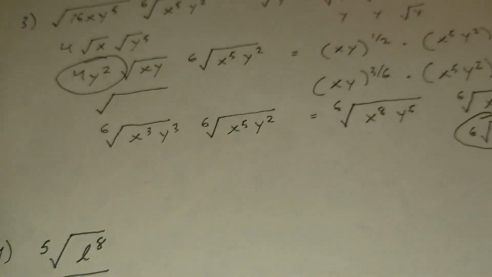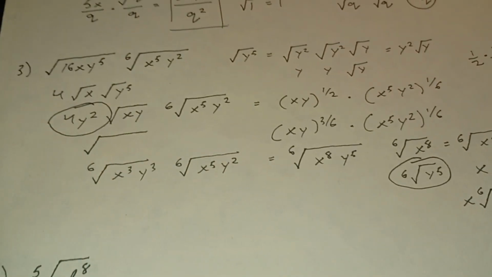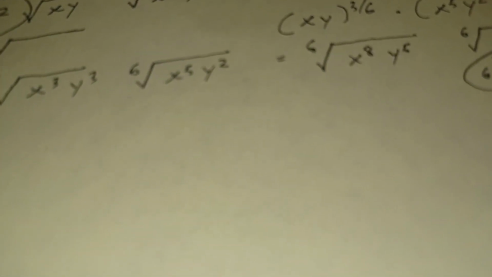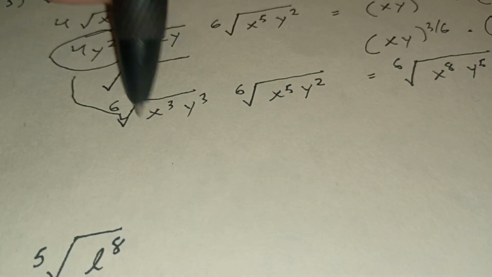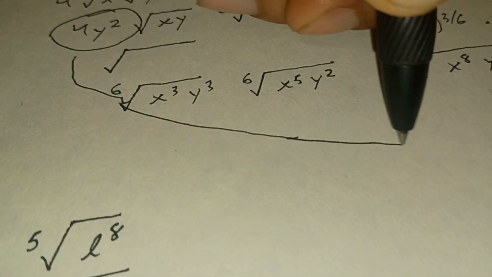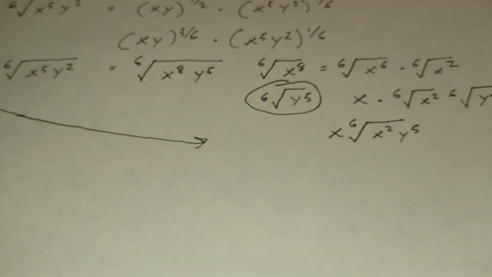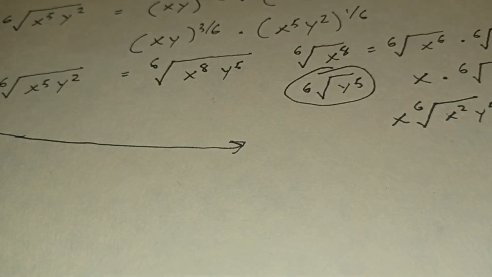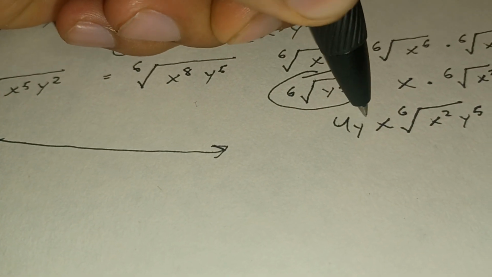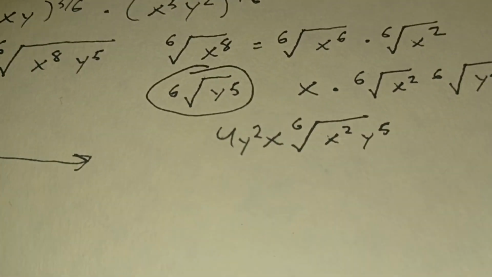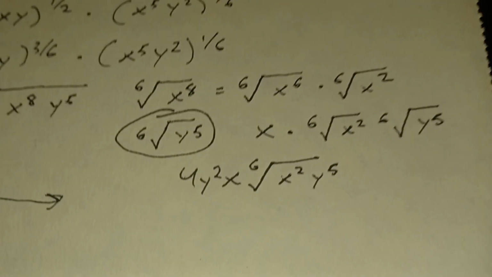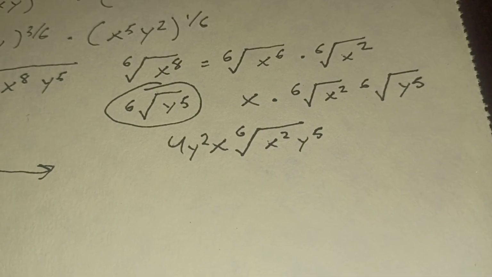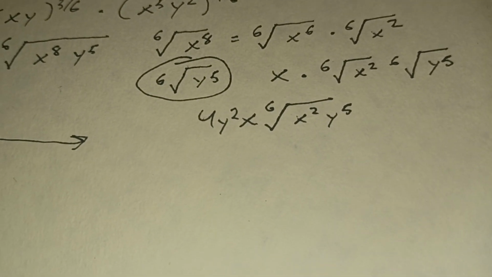If not, just rewind the video and watch this problem so you know where we got this from. We're going to bring this all the way here and multiply it to this. So we have 4y squared times x times the sixth root of x squared y to the fifth power.